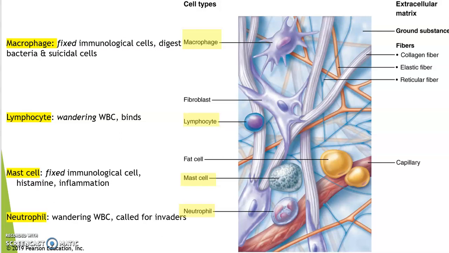Lymphocytes are white blood cells that wander with the blood. They're in here, and lymphocytes can bind to invaders to let other white blood cell types know exactly where to target. Mast cells are other fixed immunological cells within connective tissue. Mast cells release histamine upon being triggered by an invader, and that histamine results in inflammation, so mast cells can produce inflammation due to injury or a bacterial invader. They're multi-purpose for inflammation. Neutrophils, which are right here, are also wandering white blood cell types. They're called in for an invader, so they might be called in by a lymphocyte. So you see here that some of these cell types that are unique to connective tissue are often immunologically based.